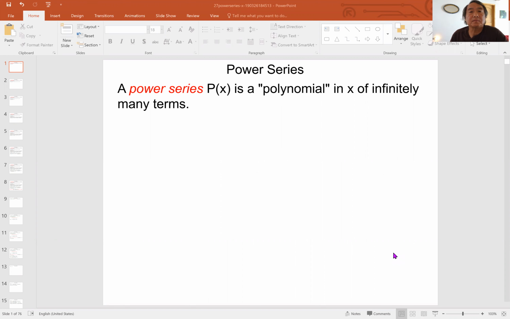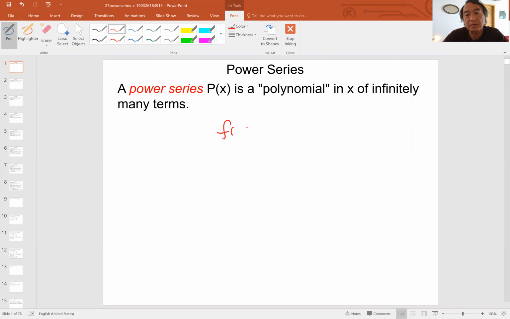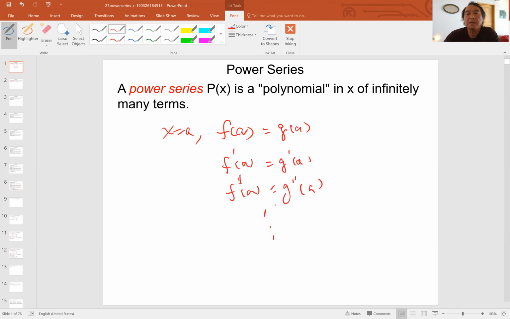Well, they actually come from trying to answer the question: suppose we have two functions, and at x equal to a, we have f of a equal to some function g of a. On top of that, f prime of a is equal to g prime of a, and f double prime of a is equal to g double prime of a. Suppose everything's the same: same value, same derivative, same second derivative. What can you say about f of x and g of x around x equal to a? I don't know.